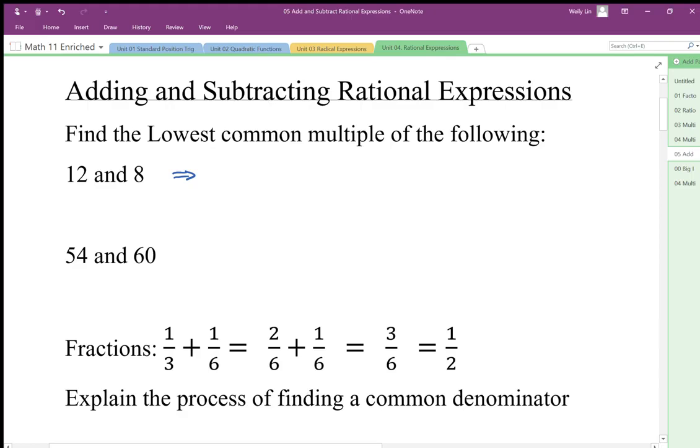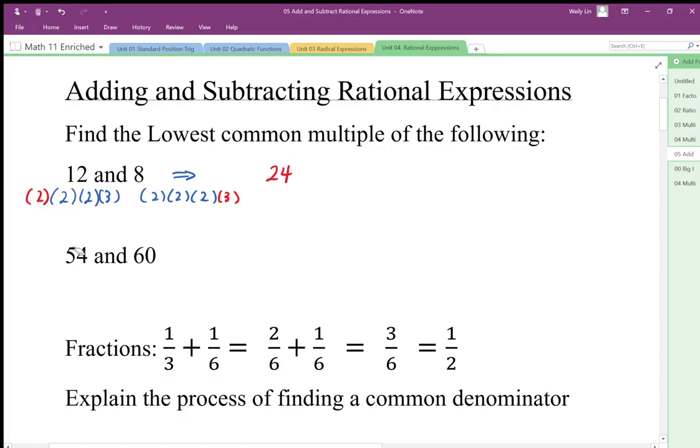Now, the way most of us can probably figure that out. However, what we're kind of doing implicitly is looking at the factors and what the multipliers that are missing. So if I write out the factors here, 2 times 2 times 3, and here I have 2 times 2 times 2. To get the lowest common multiple, we just have to make all the factors match. So here I'm missing an extra 2. Here I'm missing an extra 3. So we end up with the lowest common multiple of 24.